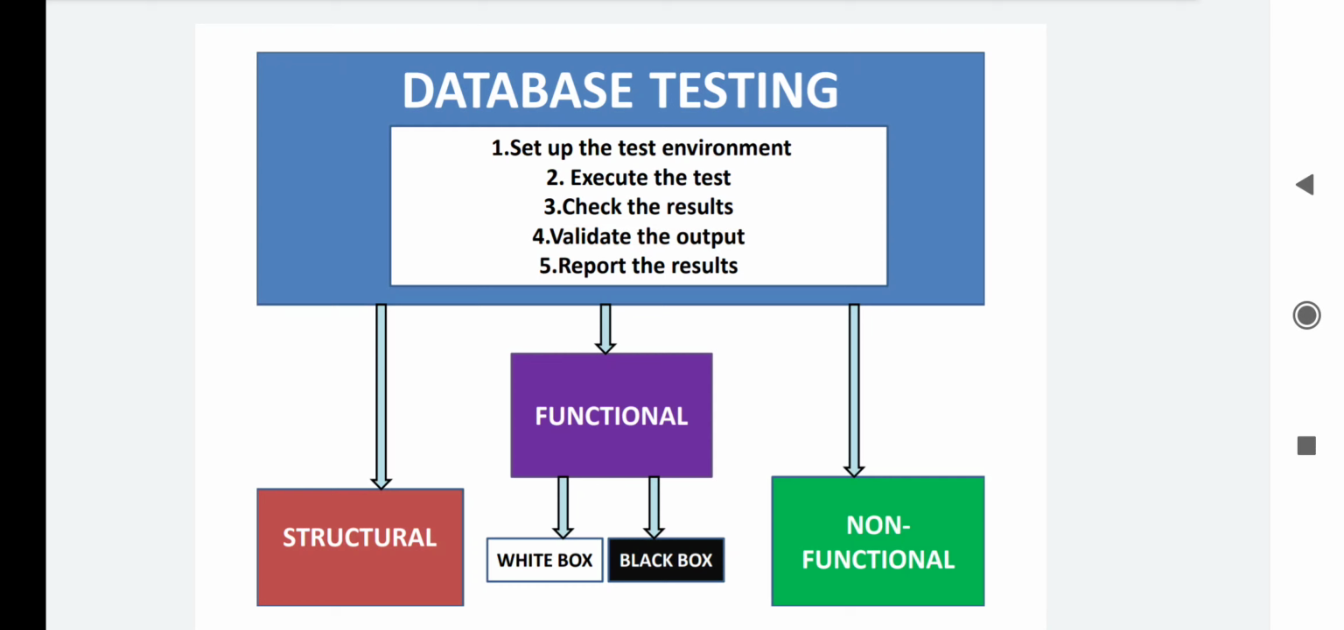Then the next type of database testing is functional testing. So what is meant by functional testing? Functional testing is done according to the user's perspective or the user's view. Here the focus is basically on the functioning of the database. Functional testing has two types, that is white box testing and black box testing.